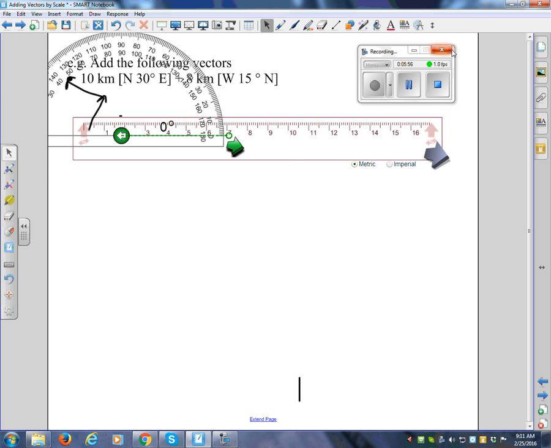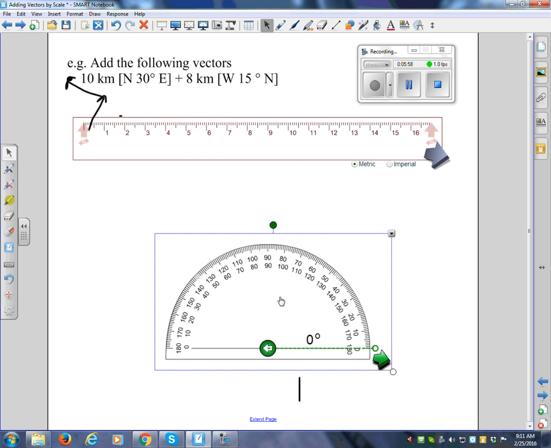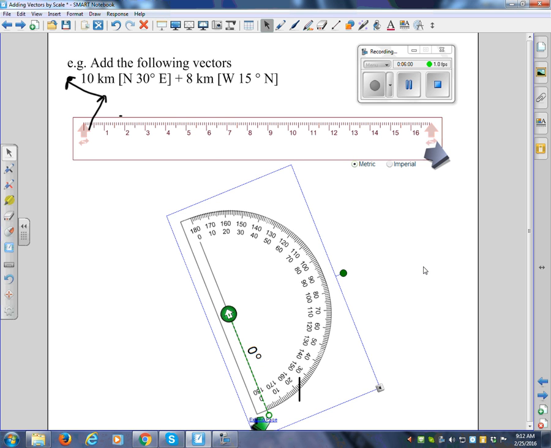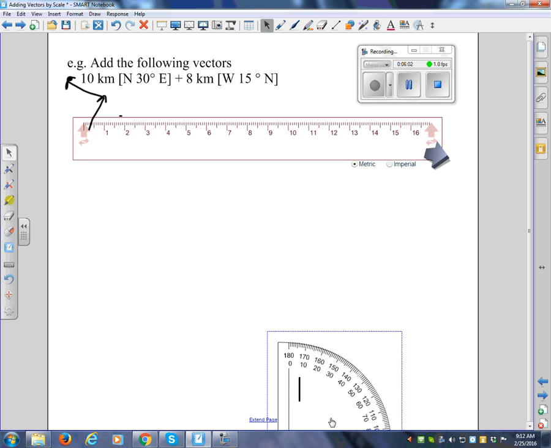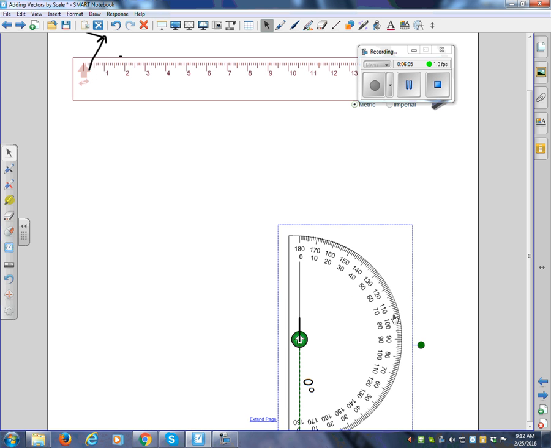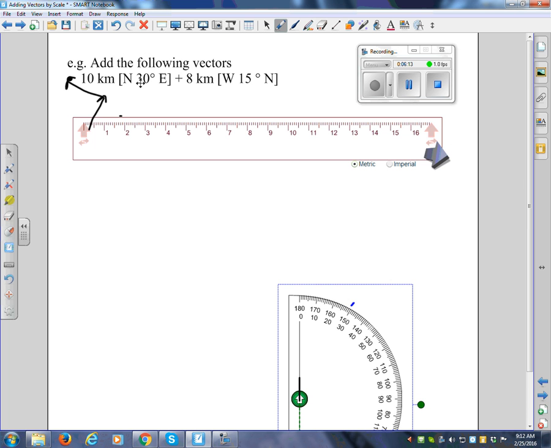North 30 east. Okay, so we're going to bring in our protractor. And I'm going to set it on here for north. Right? North is at 0. Now I'm going to put a little tick mark at 30 degrees right there. Right? And north 30 east, now it's 10 kilometers.